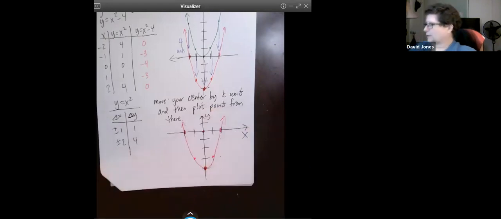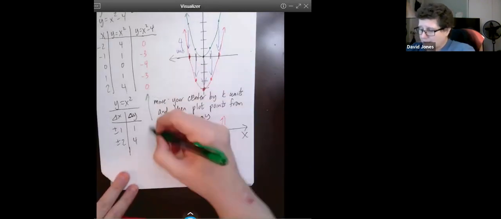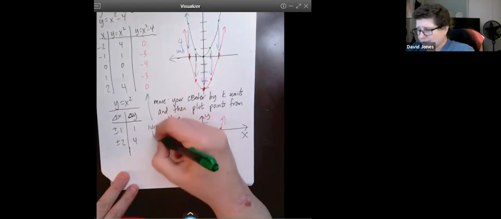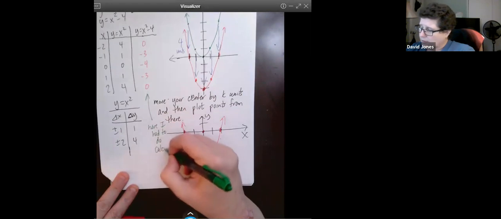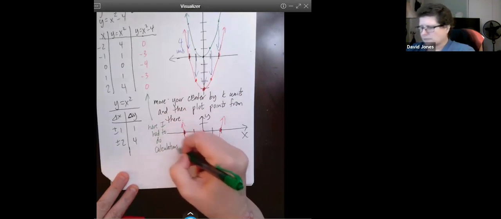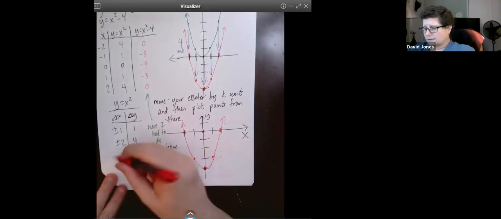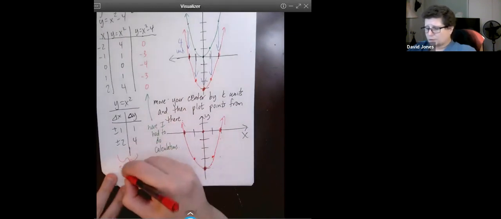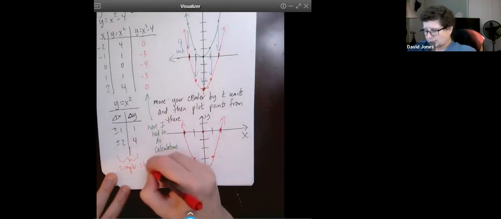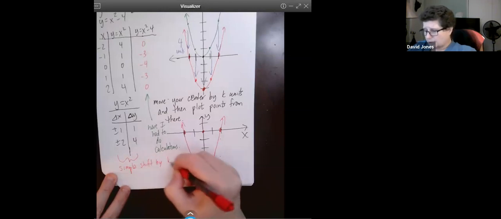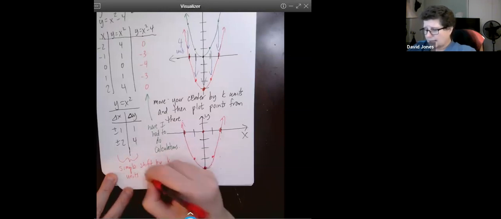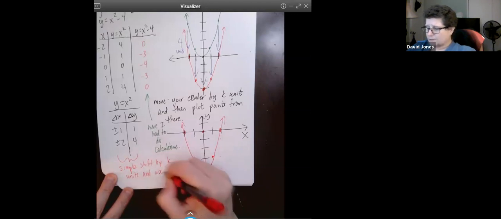On graph paper, that would look a little bit better. But here, I had to do calculations. Here, it's a simple shift by k units, and use my pattern for x squared.